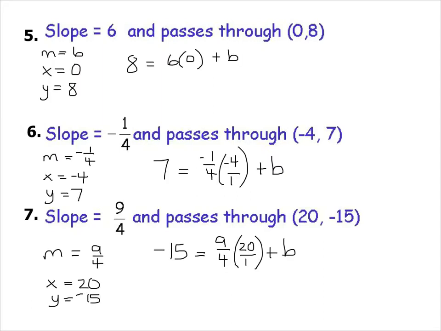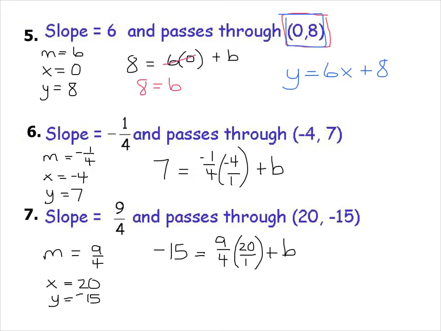All right, I've gone ahead and plugged in my variables, and I hope you noticed that this was already in the normal ordered pair that we tend to see without having to solve. But I wanted you to see that that actually comes out correctly. So 6 times 0 would give you 0, so 8 would equal b. So your equation would be y equals 6x plus 8. And you really didn't need to do much math because it was already in y-intercept form.